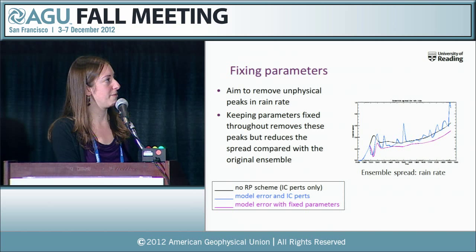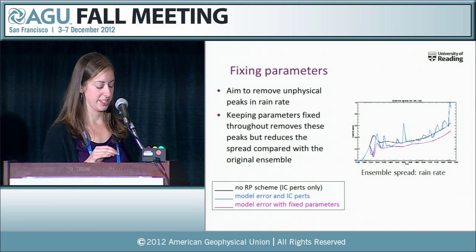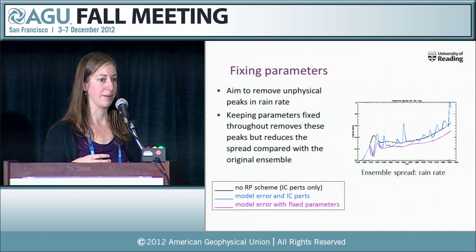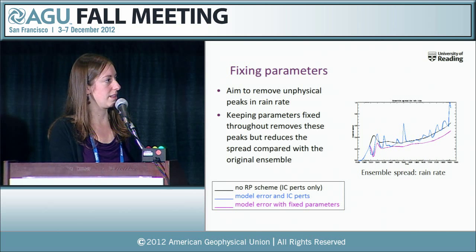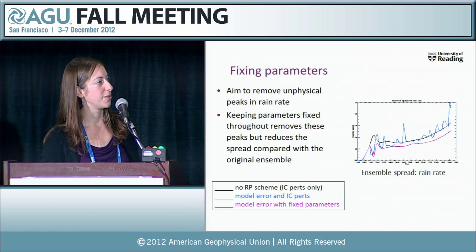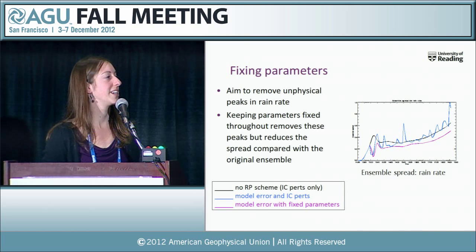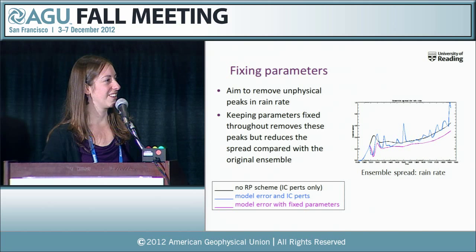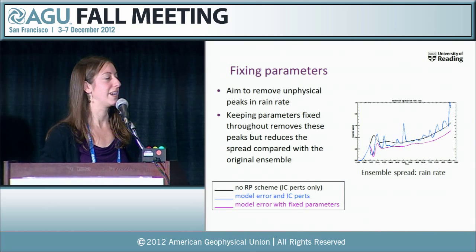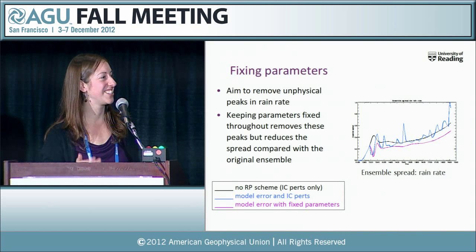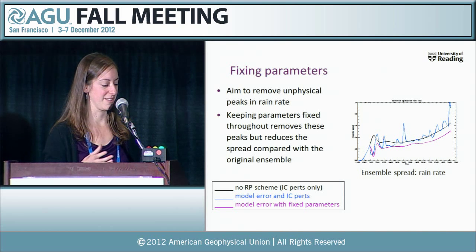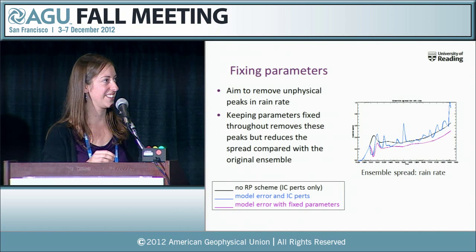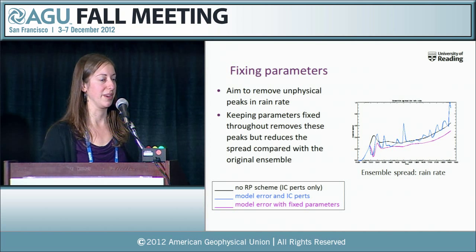So we looked a bit further into this, and we tried running the ensemble just fixing the parameters throughout, so not updating them every 30 minutes. And that's the pink line shown here. So what you can see is this has actually reduced the spread compared with the original ensemble, which was unexpected. We're still looking into exactly why this is happening, but we think it's due to the interaction between different parameters that we're perturbing.